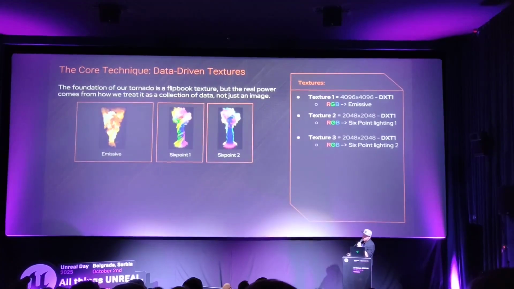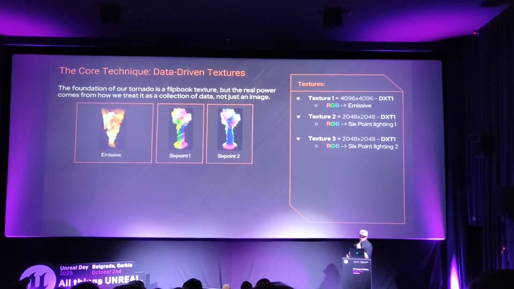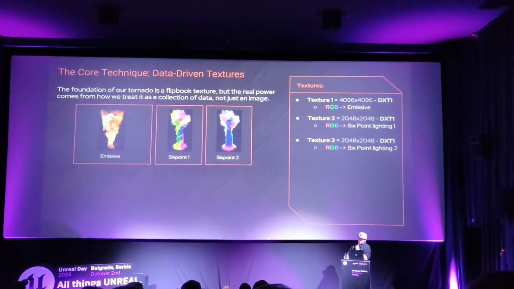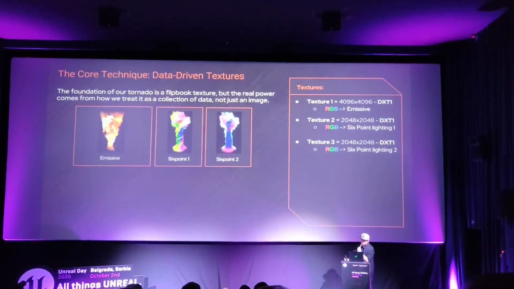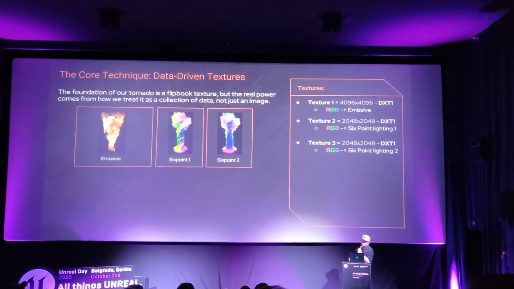Next are the first and second 6-point textures. We use the same compression method, but reduce the resolution to 2K because we don't need as high resolution textures for lighting a foggy volume.